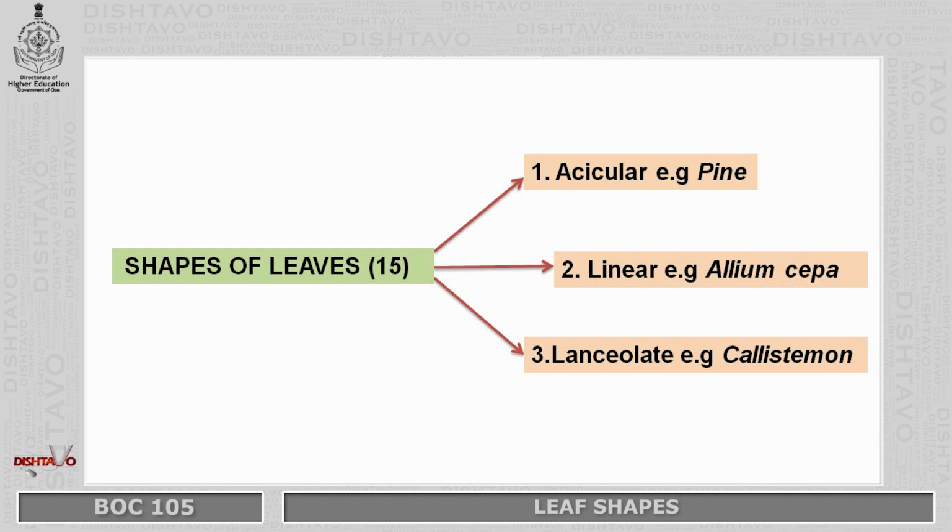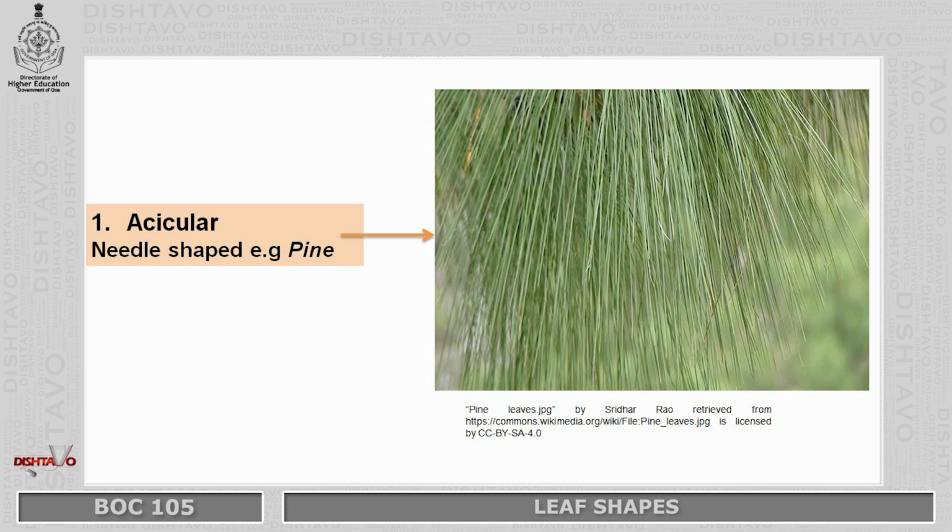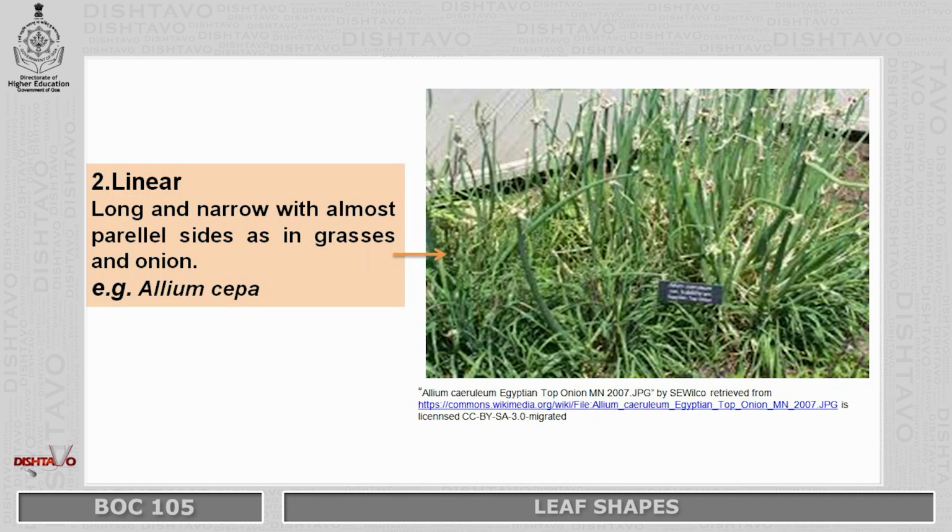To start with, we have the first three: acicular, linear and lanceolate. Acicular example is pine, linear example is Allium cepa, lanceolate is Callistemon, or you can also say Nerium. The first one is seen here, pine needle shaped leaves. The second one is linear. They are long and narrow with almost parallel sides as in grasses and also in onion, Allium cepa.